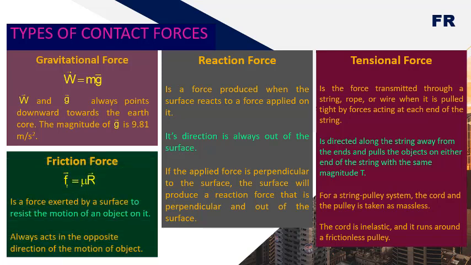And the fourth one is the friction force. The equation F equal to μR gives the force exerted by a surface to resist the motion of an object on it. It always acts in the opposite direction to the motion of the object.